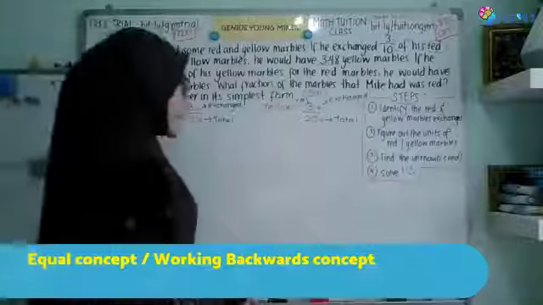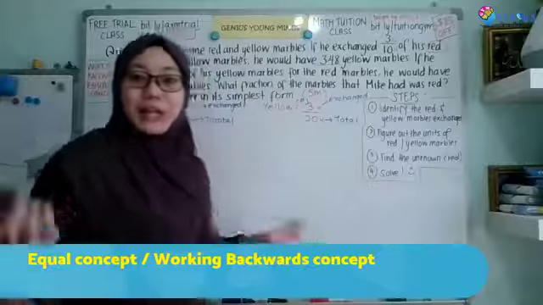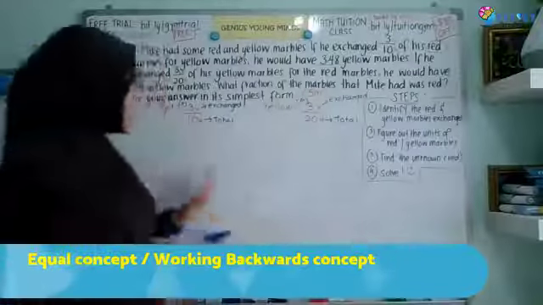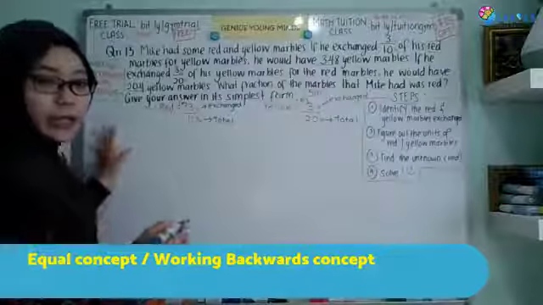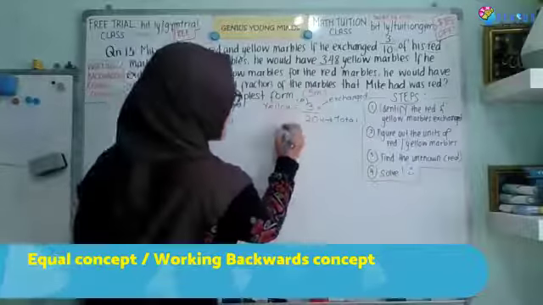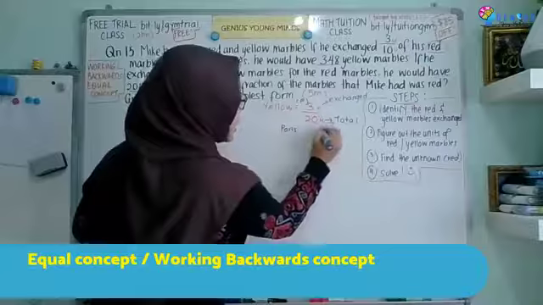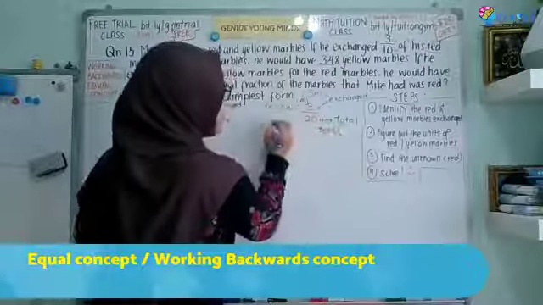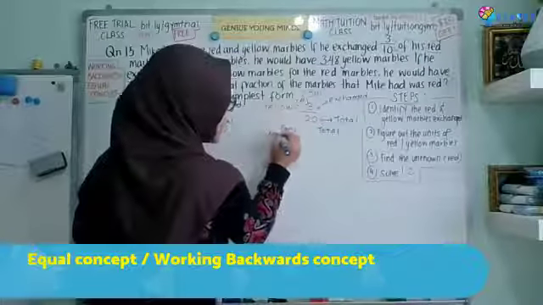So we have this. What do I want to draw first? Yes, I will want to draw out my equal concept table. So we'll draw it out here. Maybe I draw it here, so it's clearer. So we have parts, and then we have total. Parts is what is exchanged.